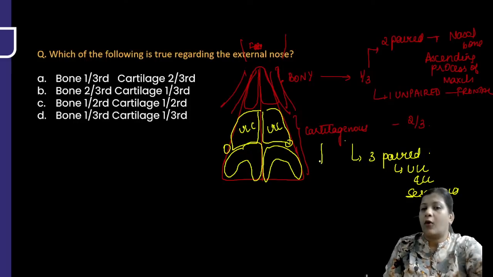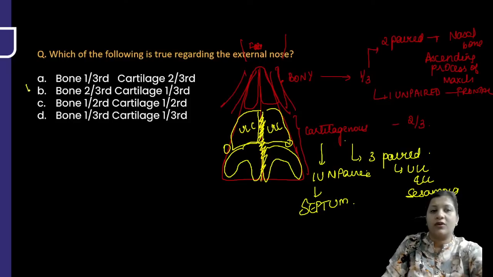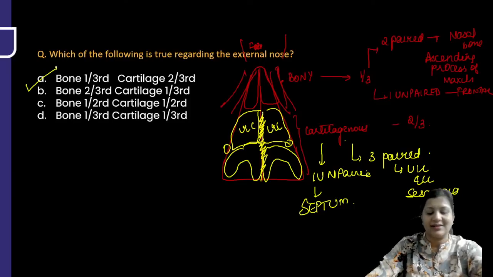And there is one unpaired cartilage, and that one unpaired cartilage from below that comes to support the dorsum of the nose is your septum. So this is regarding the external nose anatomy. It is made up of bony 1/3 and cartilaginous 2/3.